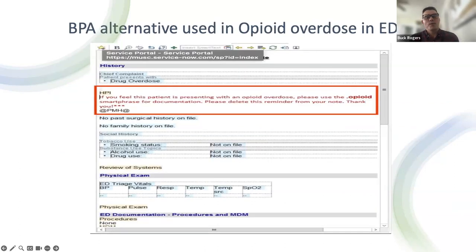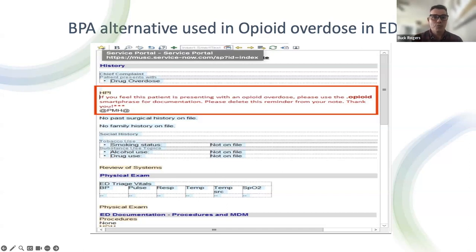Yeah, so here's an example in Epic Production at MUSC where we developed a non-interruptive decision support intervention. It combined a detailed overdose documentation template in our ER department with a reminder to use the tool, which is what you see here in the red phrasing. This was automatically inserted into the provider's note by decision rules. In this case, the nurse has entered drug overdose as chief complaint for the patient, which is what triggered the rule to show up here.